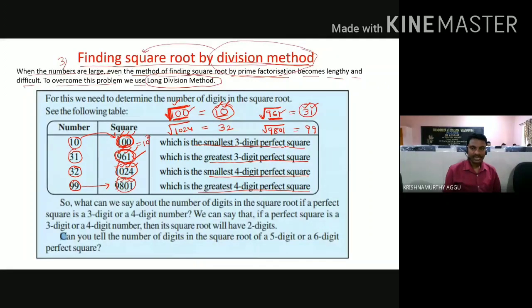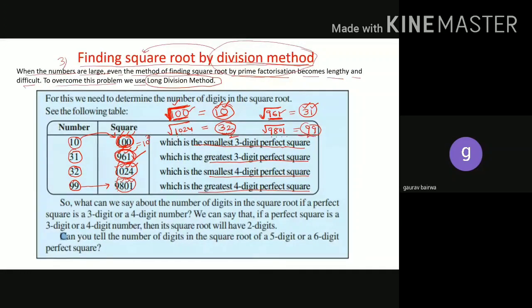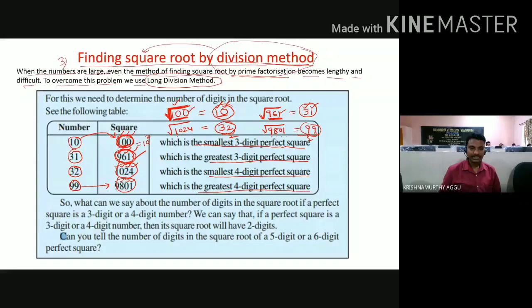Now let us go to another example. Square root of a perfect square number which is having 4 digits: 1, 2, 3, 4. In the square root of a 4-digit perfect square number, how many digits are you getting in the square root? 2 digits. Yes, that only we can see.